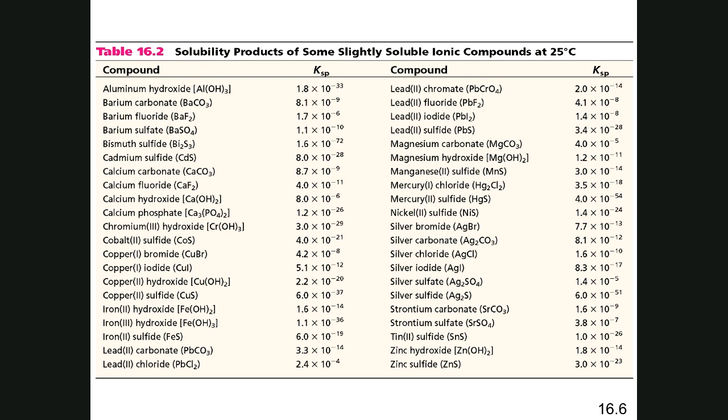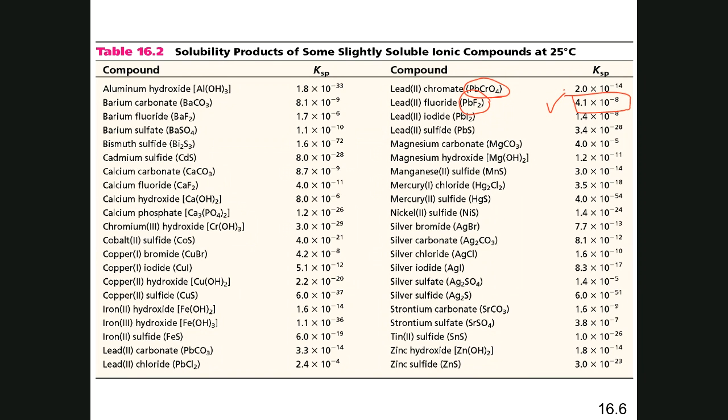Some Ksp values are given. The greater the Ksp value, the more soluble the compound is in water. These are all solubilities in water, unless the solvent is specified. So which one is more soluble, lead chromate or lead fluoride? You look at the Ksp value. This one is much greater, so lead fluoride is going to be more soluble than lead chromate, because the Ksp value for lead chromate is very small, a minus 14 power.